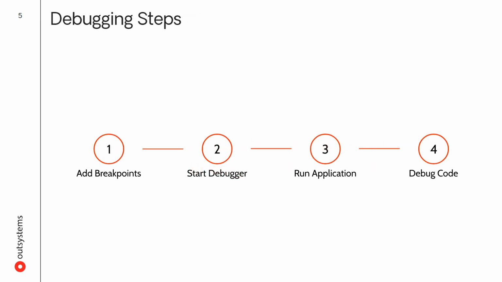How can we debug an app? There are 4 main steps to take. The first step is to set the breakpoints in the code and then start the debugger. After this, it is a matter of running the application and then debugging the code. Let's look into these steps in detail.